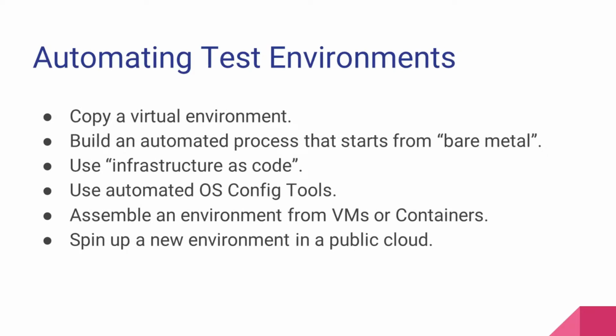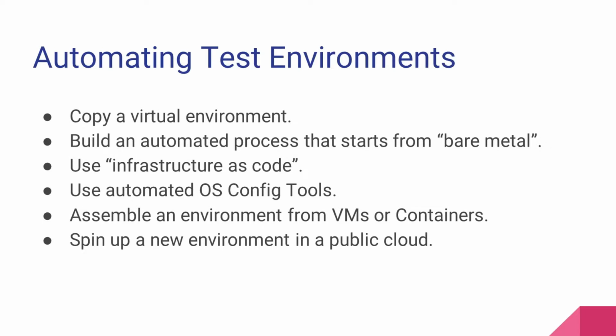With automating test environments, there are various things that you can do to enable this. First, you want to copy a virtual environment, such as a VMware image or a Vagrant script, or boot an Amazon machine image file in EC2. You can also build an automated process that starts from bare metal, or in other words, you could do a PXE install from a baseline image. You can also use infrastructure code, configuration management tools, such as Puppet, Chef, Ansible, Salt, and CF Engine.